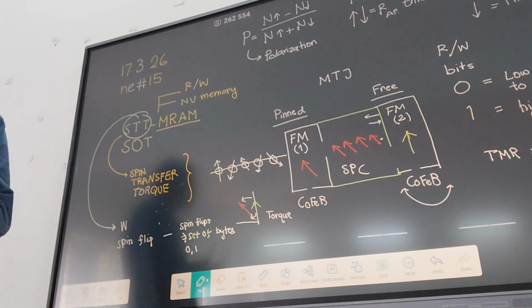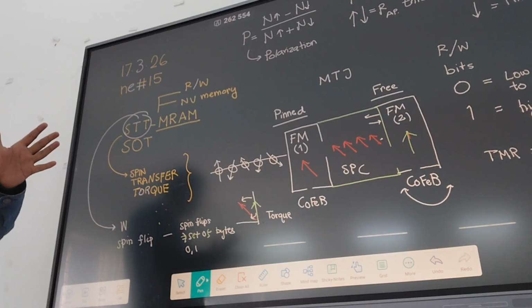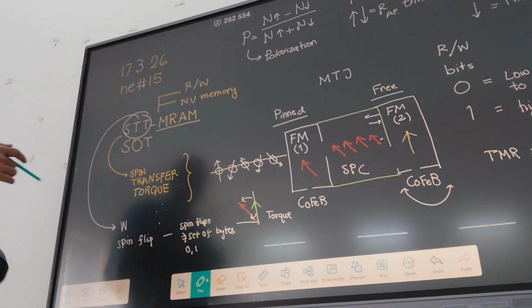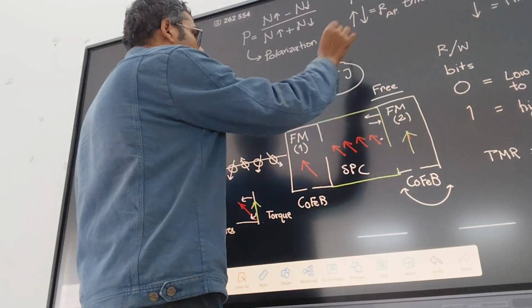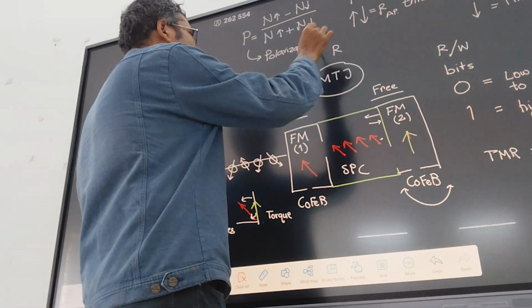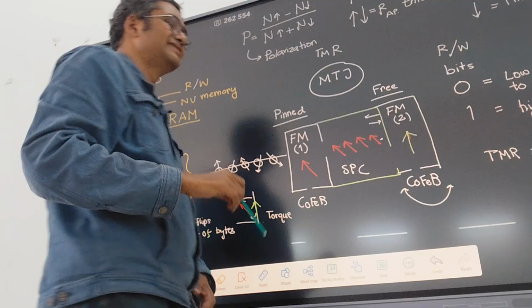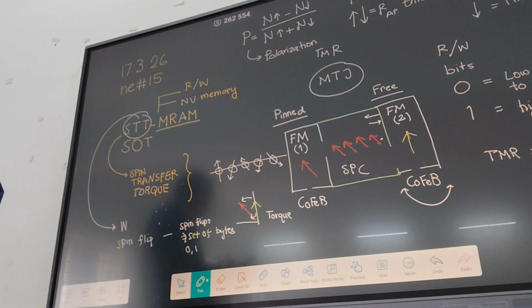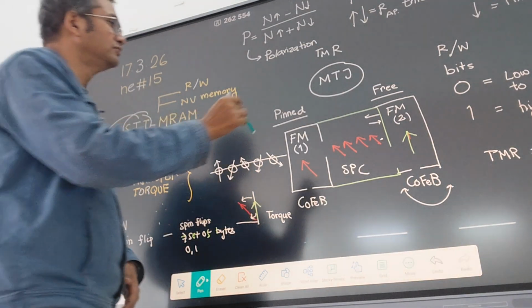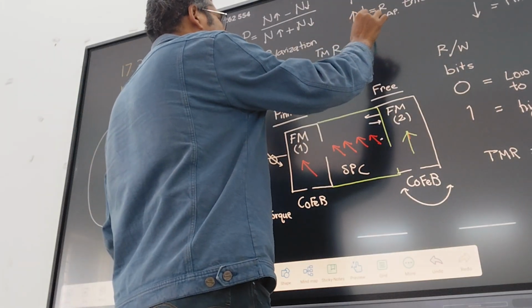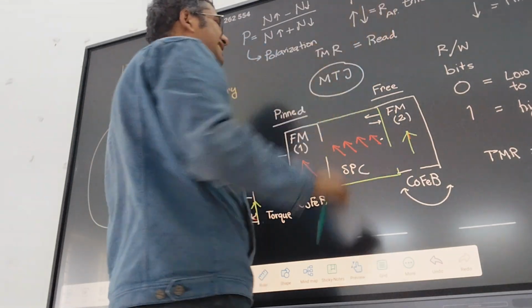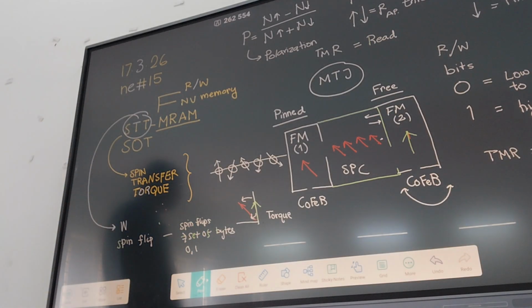But when we are reading it, if we read कर रहे हैं, already what is there, then we don't require this. We need to only know what is the resistance, what is the TMR. ऑलरेडी जो प्रेजेंट है उसका अगर हम TMR निकालें तो दैट इज इक्विवेलेंट टू रीडिंग इट. बट टू राइट इट वी नीड टू चेंज द रेजिस्टेंस. फॉर दैट वी रिक्वायर स्पिन ट्रांसफर टॉर्क. ठीक है यार, इज इट स्लाइटली क्लियर?